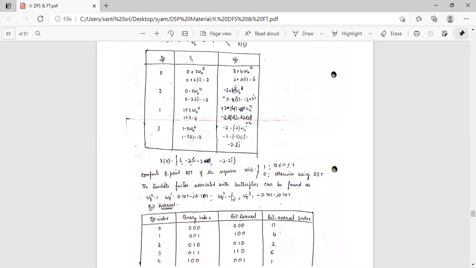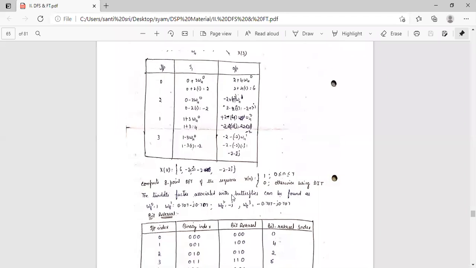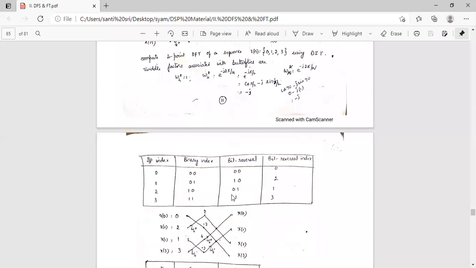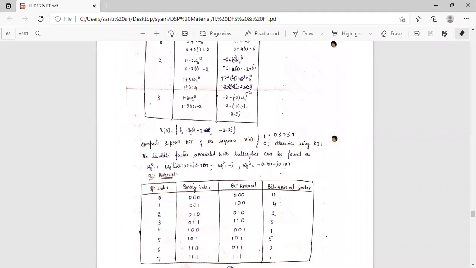So next we will do the next problem. Compute the 8-point DFT of the sequence x of n equal to 1 for 0 less than or equal to n less than or equal to 7, and 0 otherwise, using decimation in time FFT. The twiddle factors associated with the butterflies can be found by calculating W_N^k equal to e^(-j2π/N). By calculating these values, we get W8^0 is 1, W8^1 is 0.707 minus j0.707, W8^2 is minus j, W8^3 is minus 0.707 minus j0.707.